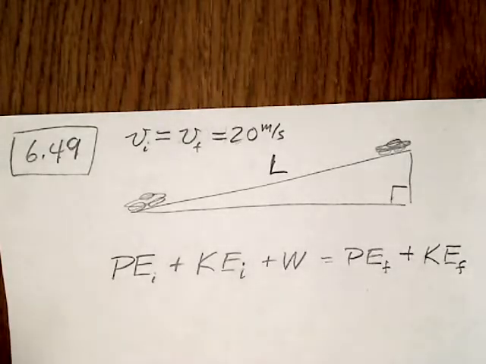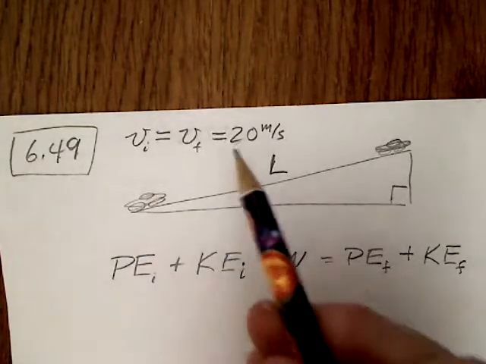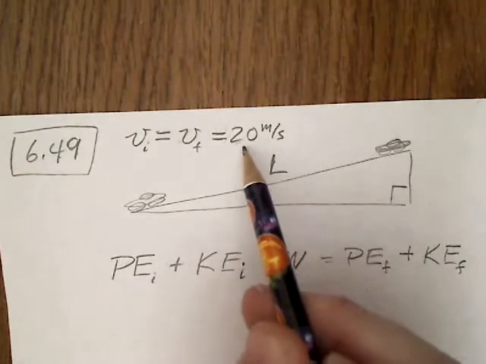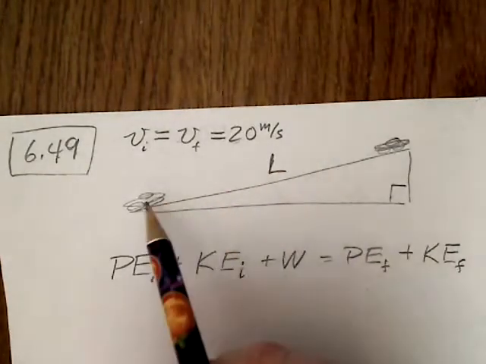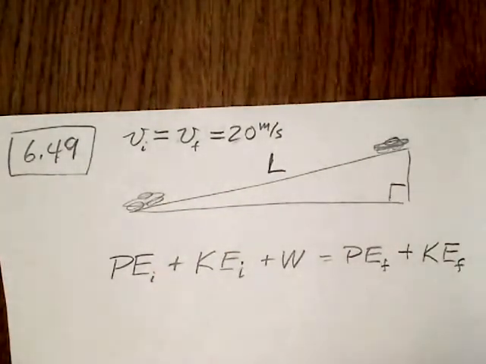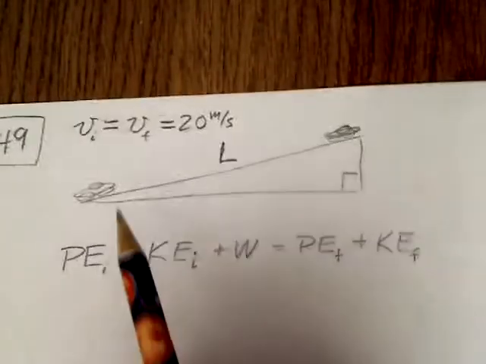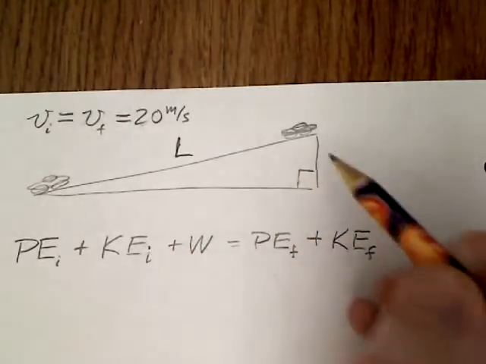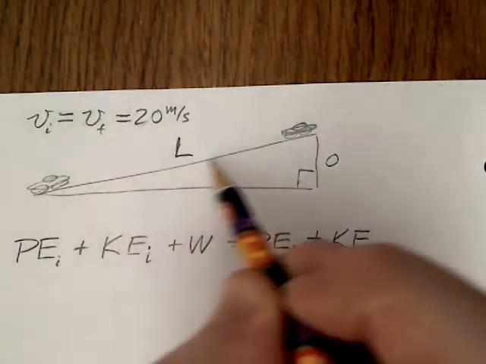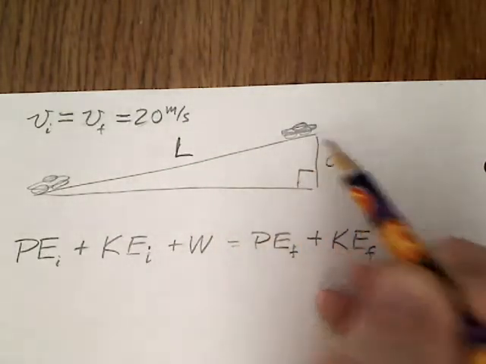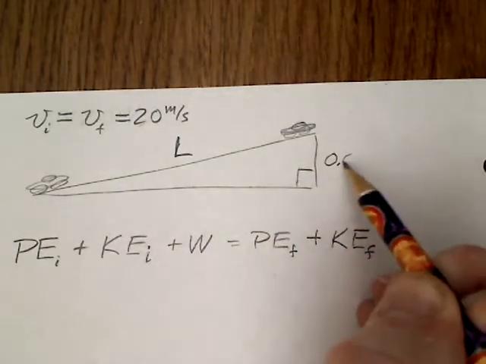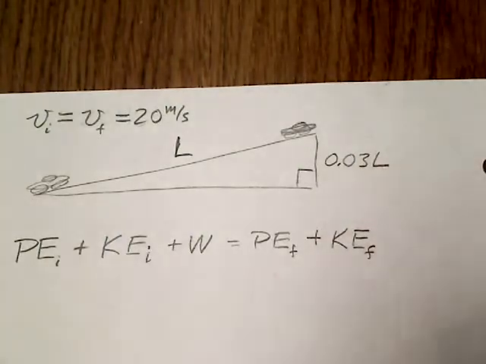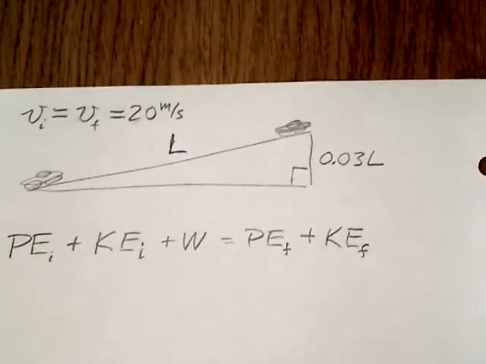In problem 6.49, you have a vehicle that's traveling at a constant speed of 20 meters per second. The initial and final speed are the same in this problem. You're going up a 3% incline, and what that means is that for every distance L that the vehicle travels, the height changes by 3%, 0.03 L.